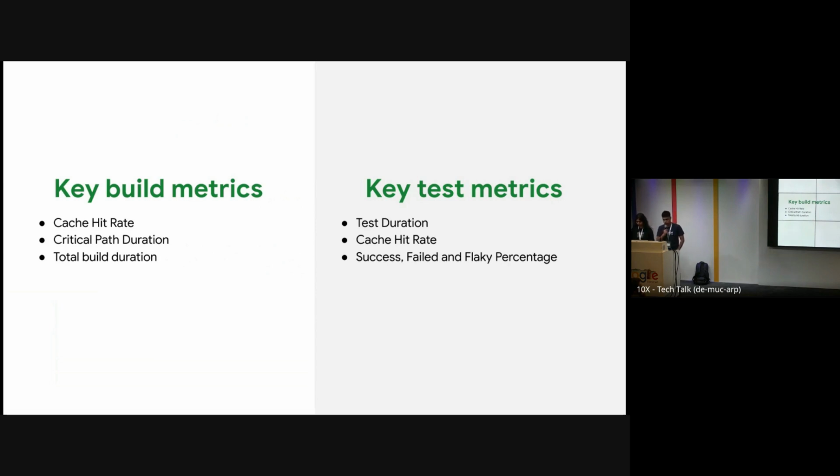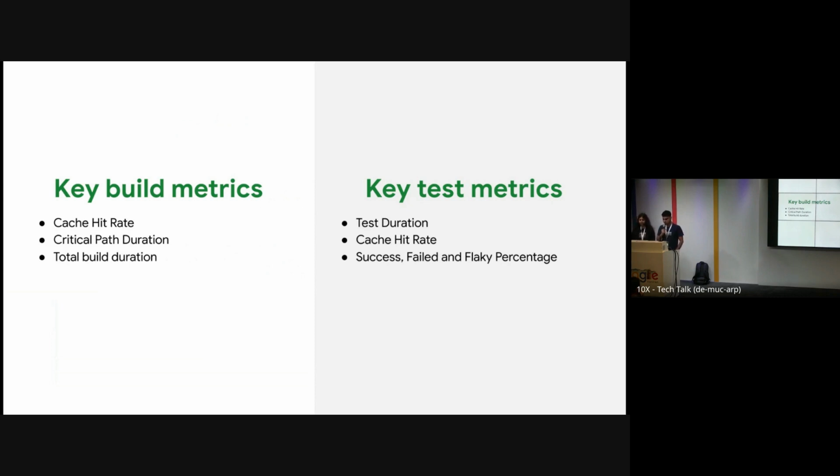So we reuse those artifacts. We also look at critical path duration. The critical path is the longest sequence of actions that run in a sequence where the next action depends on the output and artifacts of the previous one. And the critical path duration is the lower limit on your build duration.